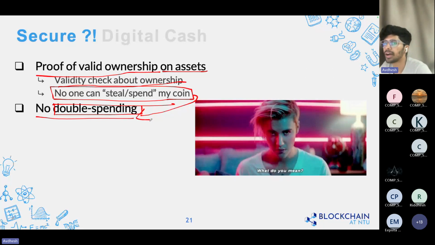The double spending part is like, if I have 10 bitcoins and I'm sending the 10 bitcoins to Alice, how can you ensure that those 10 bitcoins are reaching Alice, and I'm not duplicating or replicating it and sending it to Bob as well? That is one of the problems that Bitcoin was able to solve. So yeah, let's go now.